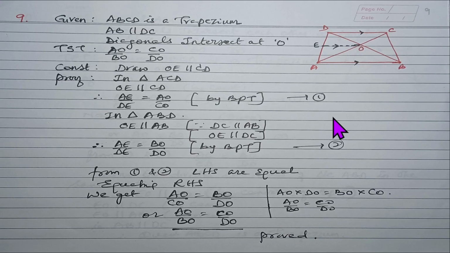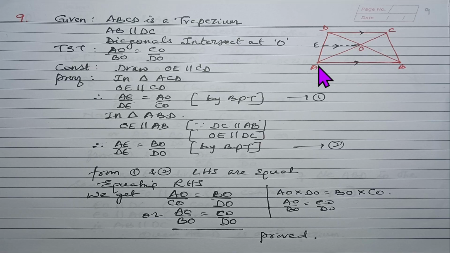So let us understand how to prove this. Here we require a construction. Draw OE parallel to CD. So I have drawn OE parallel to CD. Now if OE is parallel to CD, then, taking the triangle ACD, we can apply BPT, so we get AE upon DE is equal to AO upon CO.